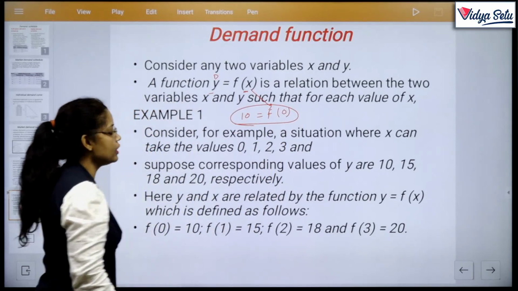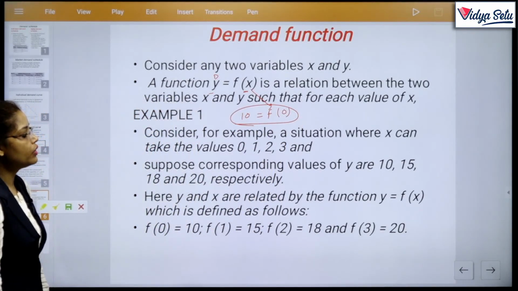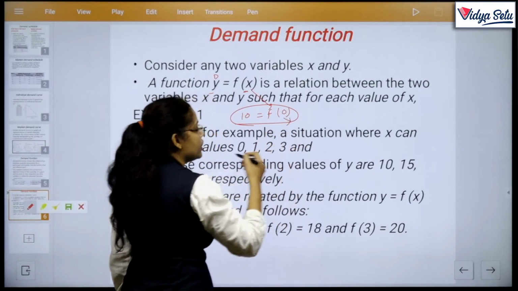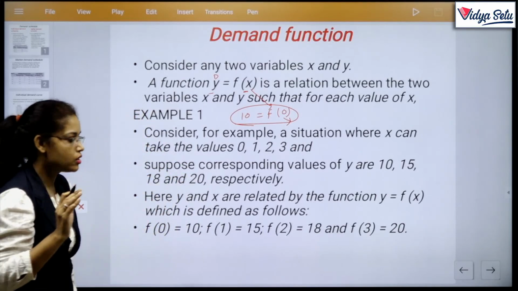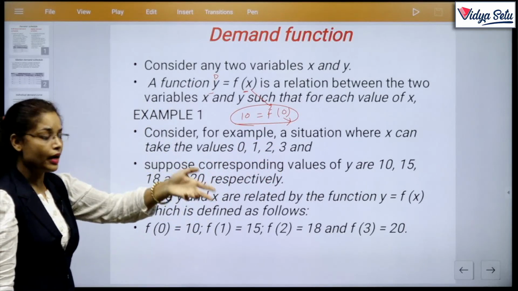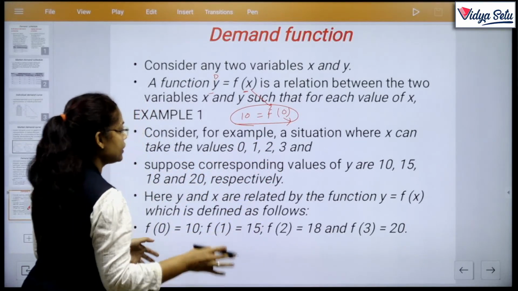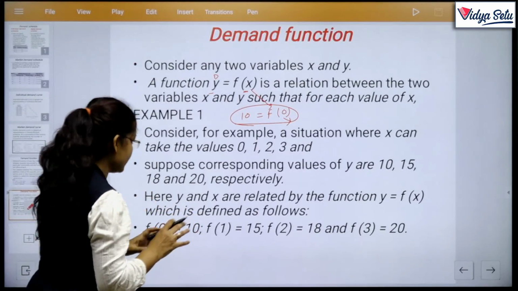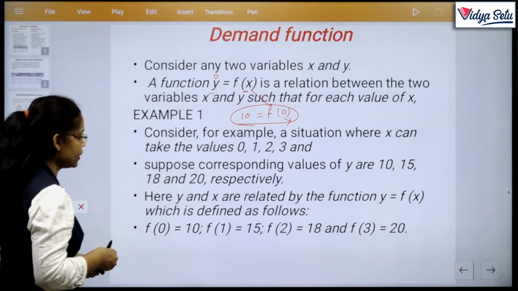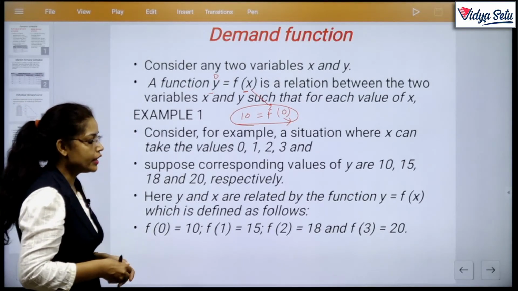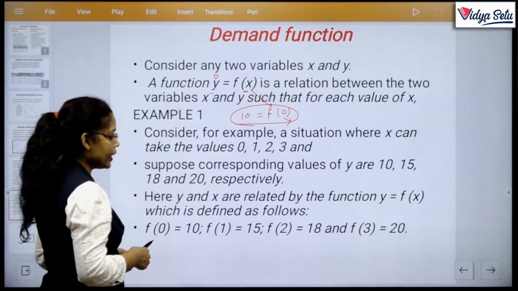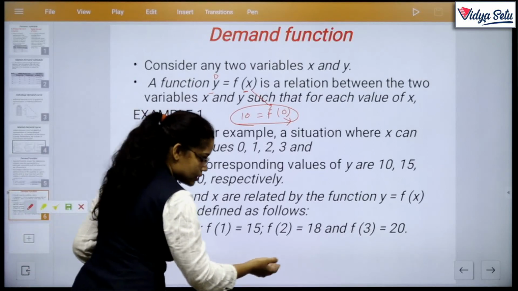This is called a functional relationship, the function between demand and the factors affecting it. That means at 0, there is nothing to affect your product's demand. At 1, that means maybe the demand is affected by one factor or factor quantity. Suppose corresponding values of Y are 10, 15, 18 and 20 respectively. Here Y and X are related by the function Y equals F(X), which is defined as follows. Likewise this.